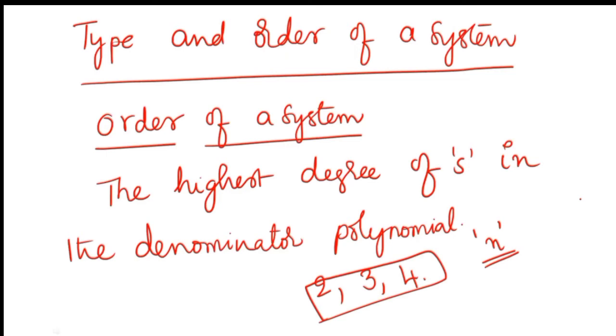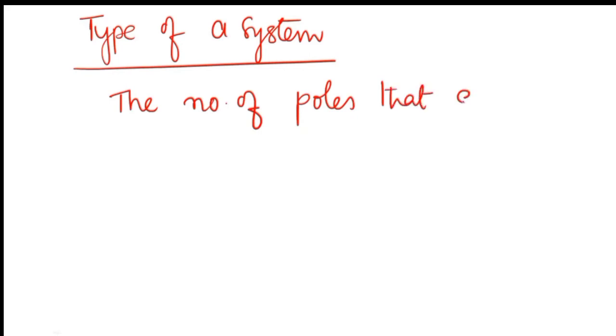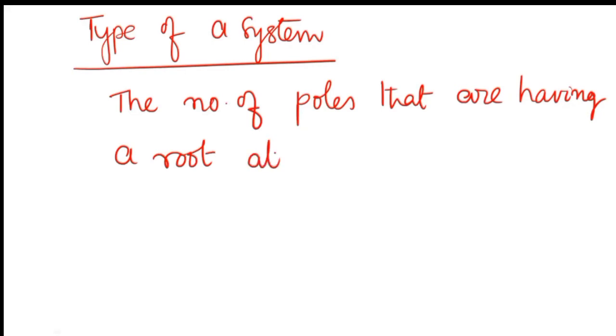Next, coming to type of a system. The type of a system is defined as the number of poles that are present having a root at s is equal to 0. A root value of s is equal to 0 will specify the type of a system. We will explain the concept of S-plane in the preceding classes. For the time being, you remember like this: the number of poles that are having a value at s is equal to 0.